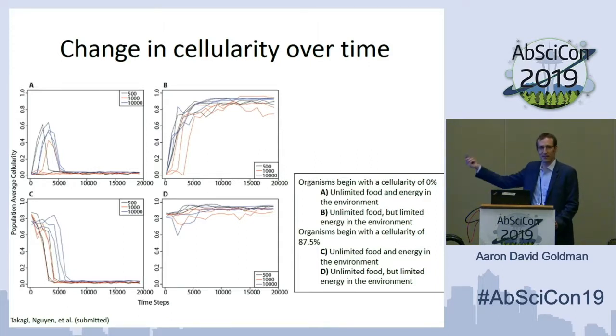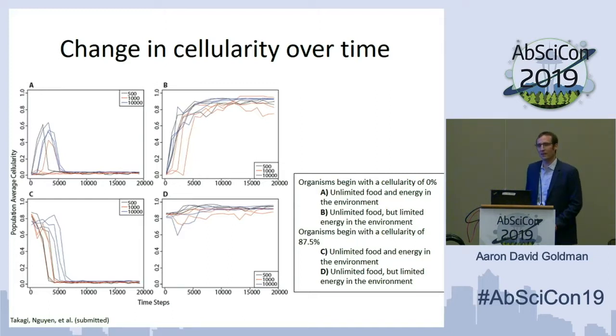These are population averages of the cellularity across all of the organisms in the simulation, and the cellularity reaches near 100%. I also want to direct your attention to this panel where the organisms begin with a high level of cellularity, but we give them both unlimited food and unlimited energy, and in every one of these simulations, the average cellularity of the entire population settles at pretty close to 0% cellularity. So our predictions were borne out by these experiments.